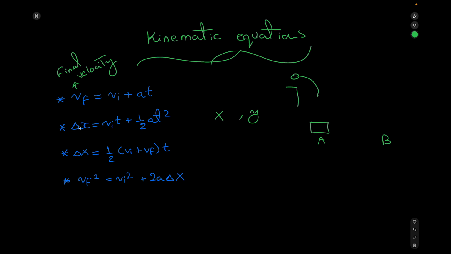Delta x is equal to initial velocity multiplied by time plus half acceleration t squared. Delta x is equal to half of (vi plus vf) multiplied by t. And the last one, v final squared equals v initial squared plus 2a delta x. Very important note, the last one is the only one that doesn't have time in it. So if you have a question without time, go directly to the last formula. In our next lesson, we are going to talk about two-dimensional motion.